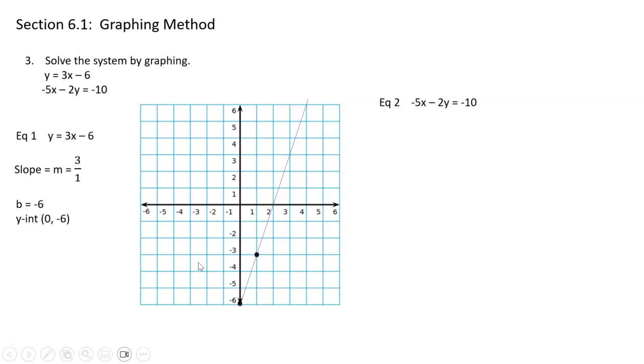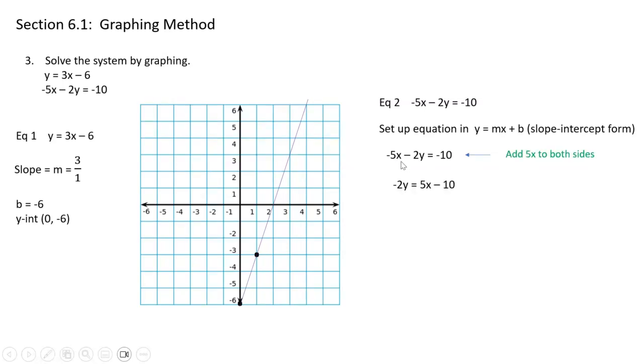Equation number 2 is not in the y equals mx plus b form, right, which is the slope-intercept form. So I need to rewrite it in the proper form. So I'm going to add 5x to both sides. After I do that, it's going to give me -2y equals 5x minus 10. Now I divide both sides by -2. That gives us y equals -5 over 2 x plus 5. Now it's in proper form, so now I know my slope is -5 over 2, and my b is 5, and my y-intercept will be 0, 5, and this is my starting point, 0, 5.